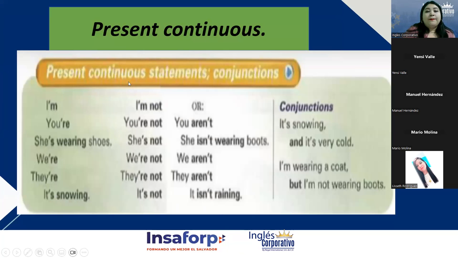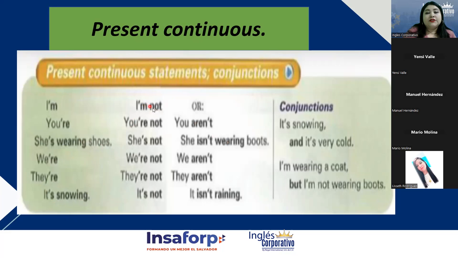Now let's check present continuous. We have present continuous statements and conjunctions. For example, I'm wearing shoes. Voy a sacar mi varita mágica, solo en un segundo. I'm wearing shoes. Estoy usando zapatos. You're wearing shoes. She's wearing shoes. We're wearing shoes. They are wearing shoes. It's snowing, right? Obviamente el it's no le podíamos poner zapatos, porque el it's es para eso. Entonces decimos it's snowing.